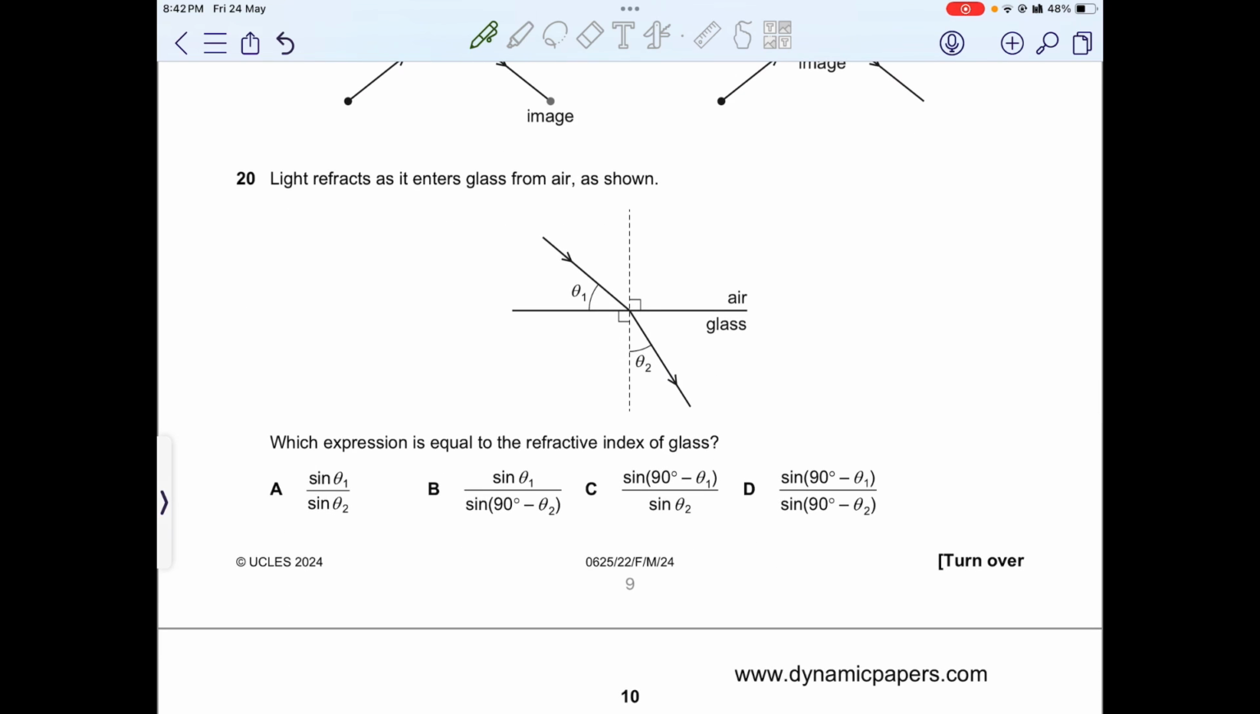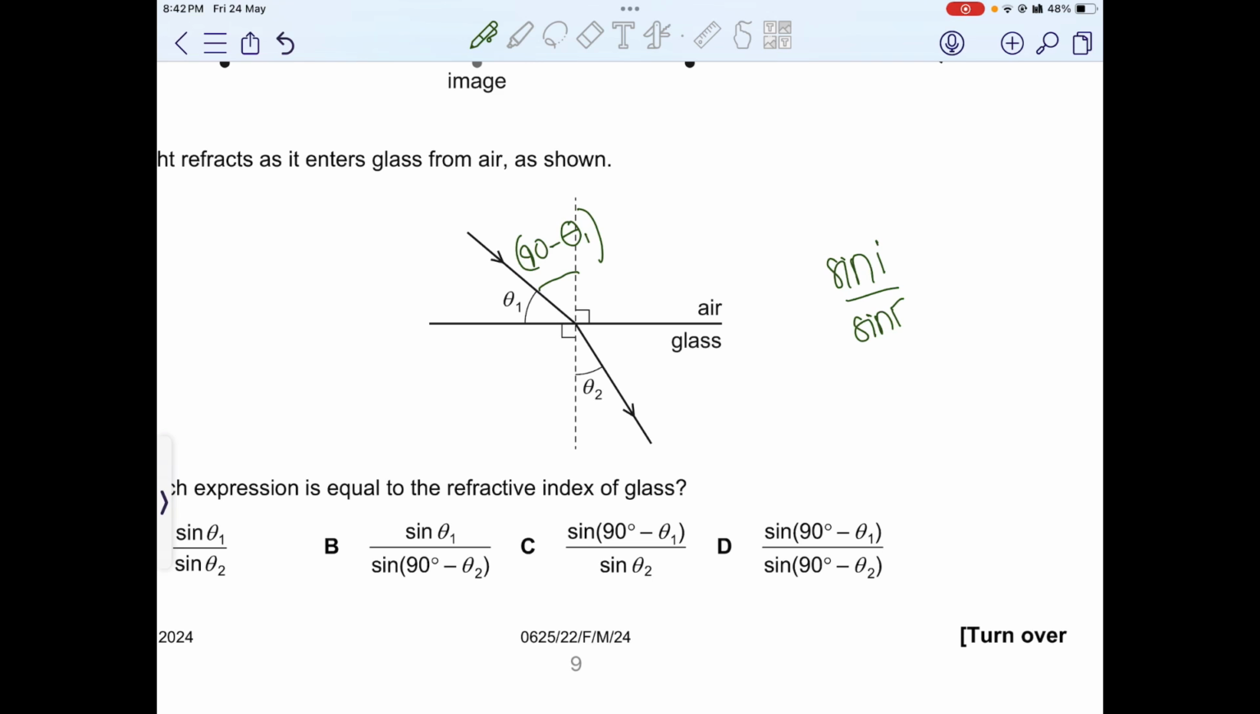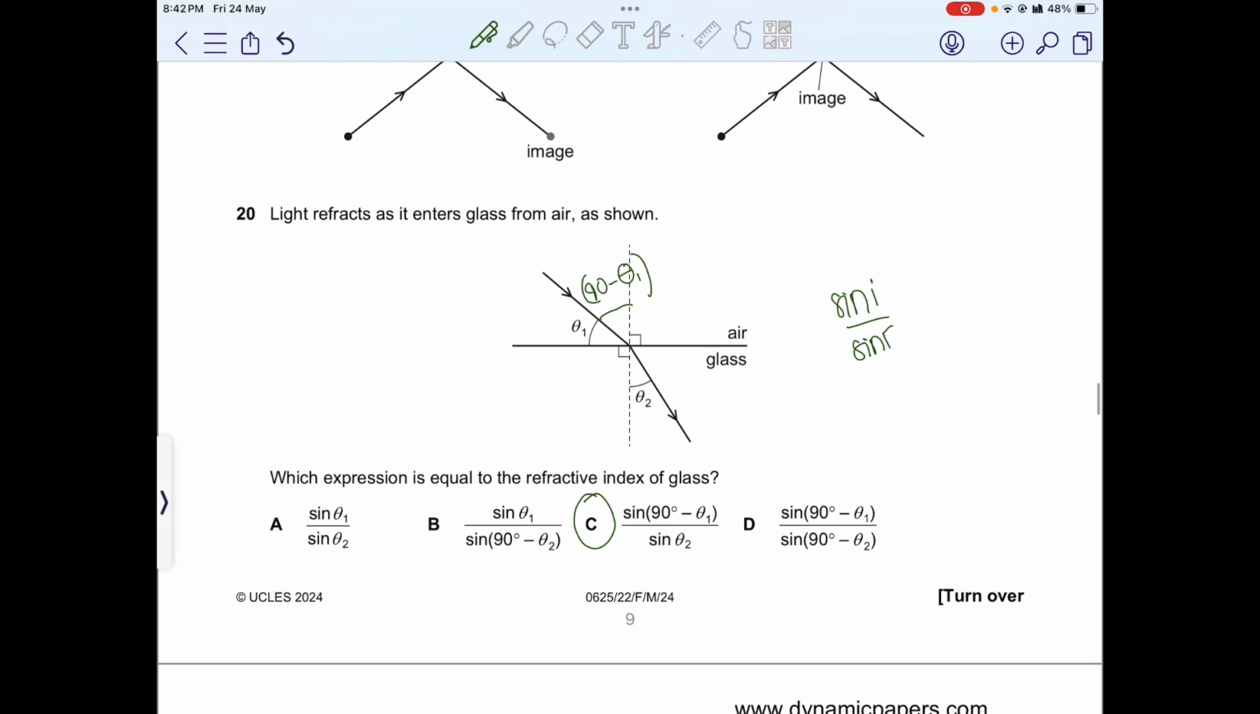Light refracts as it enters the glass from the air shown. Which expression is equal to the refractive index of the glass? Refractive index is basically sine i over sine r. We need to work out what sine i is. This theta 1 is not sine i, because this angle is not measured from the normal. So this would be 90 minus theta. So our sine of 90 minus theta over sine theta 2 would be the correct option. Now let's move on to the next question.